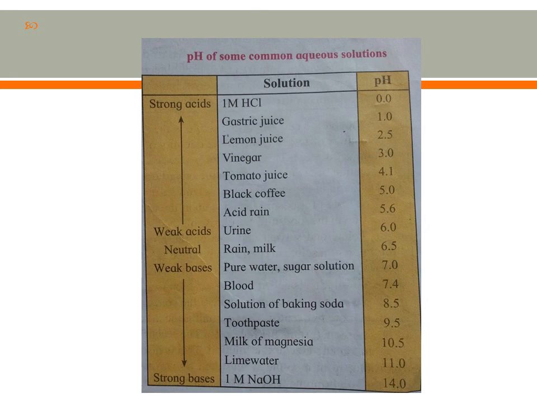pH of some common aqueous solutions are given. You can see that strong acid, that is 1 molar HCl, has a pH of 0. That means it is very acidic and it is at the extreme top. Whereas 1 molar NaOH has a pH of 14. It means it is highly basic and it is at the extreme bottom. And in between you can see the pH of different aqueous solutions.